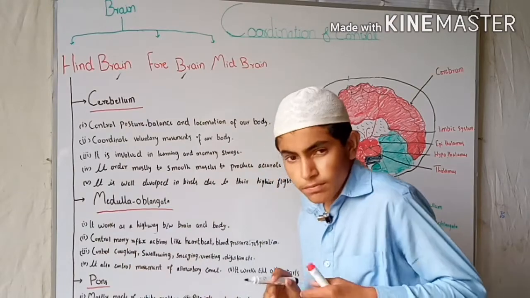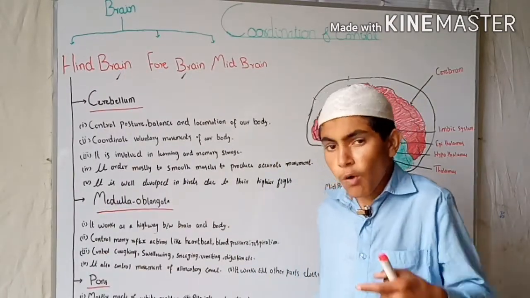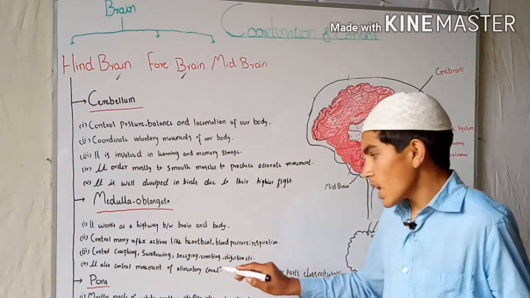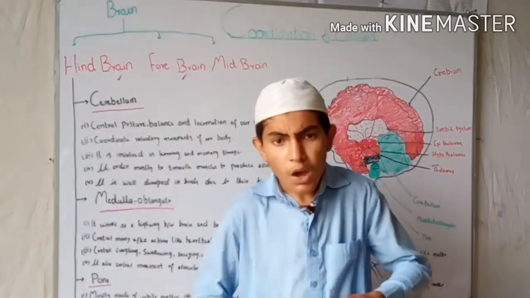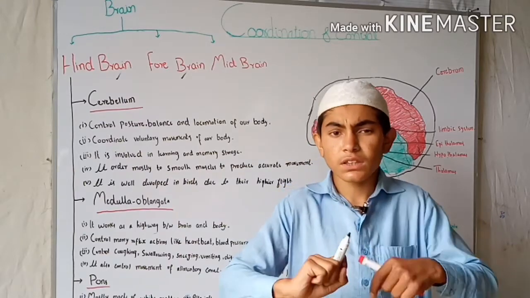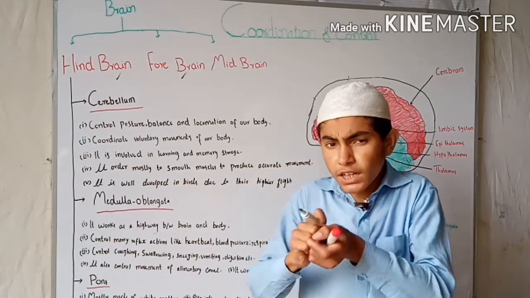Control coughing, sneezing, swallowing of bolus, vomiting, digestion. It also controls movement of the alimentary canal. What is the alimentary canal? It is the movement of our food in our esophagus, the stomach and the intestines. These are the alimentary canal, so it is not in our own control.